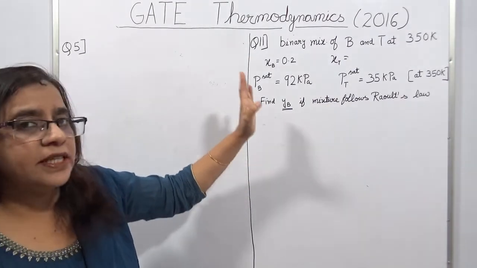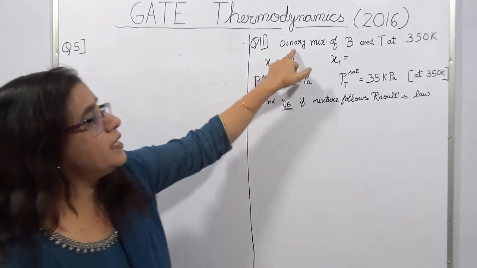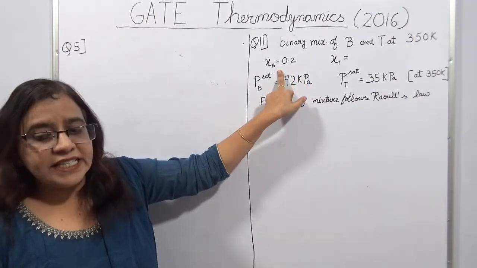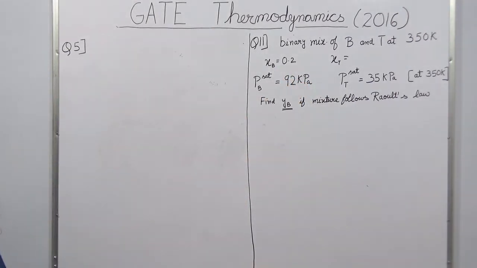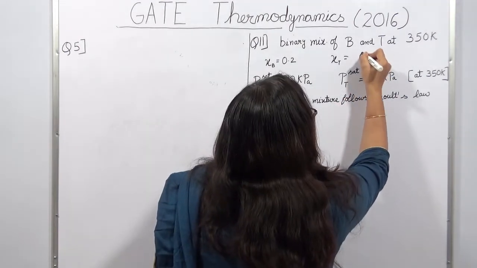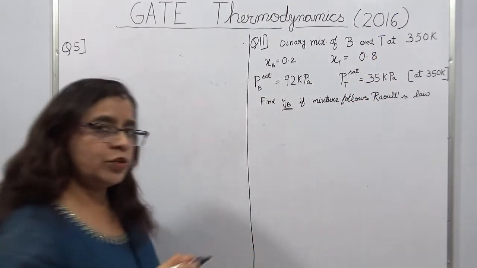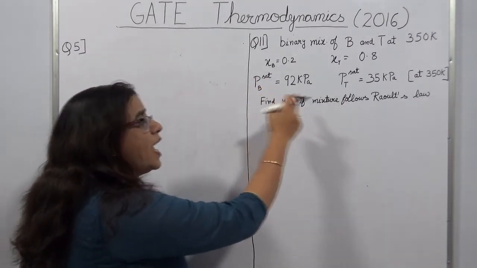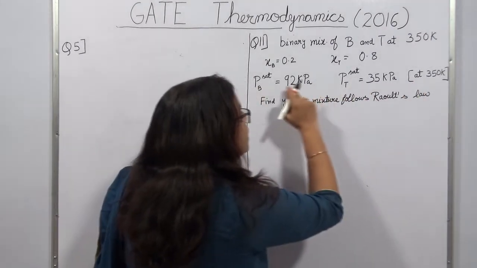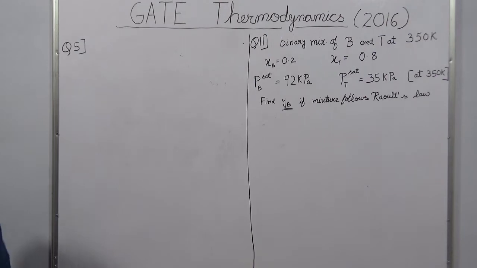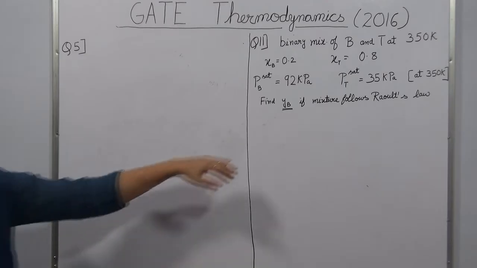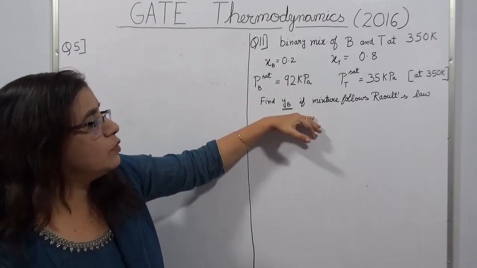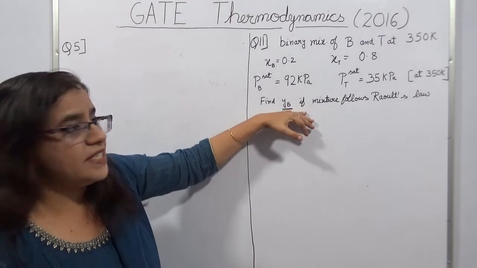So let's first see the problem description. There is a binary mixture of benzene and toluene at 350 Kelvin. The mole fraction of benzene is given as 0.2. So directly you can write what will be the mole fraction of toluene. It will be 1 minus 0.2, that is 0.8. The vapor pressure of benzene and that of toluene at 350 Kelvin are given. I also refer to them as my saturation pressures. The vapor phase is in contact with the liquid mixture and in equilibrium with it, and you have to calculate what is the mole fraction of benzene in the vapor phase.